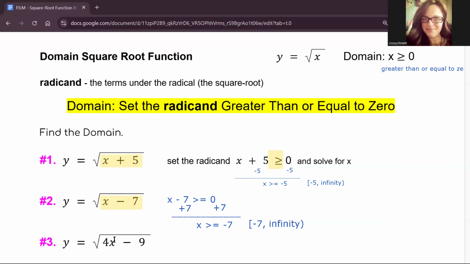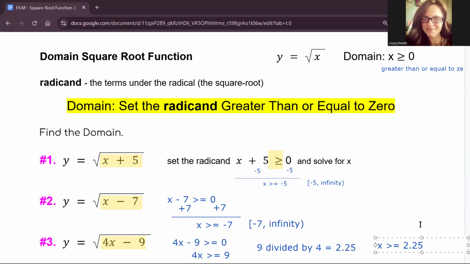Number 3, finding the domain, we'll set the radicand, the terms under the square root, greater than or equal to 0. We'll add 9 to bring it over to the other side. 4x is greater than or equal to 9. And then divide by 4. 9 divided by 4 we get 2¼. So x is greater than or equal to 2.25 is our domain for number 3.